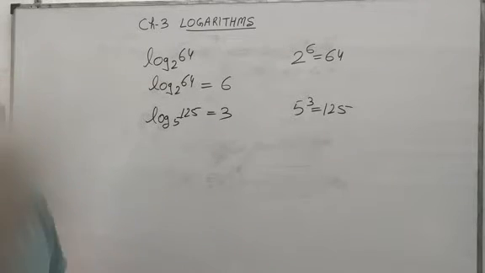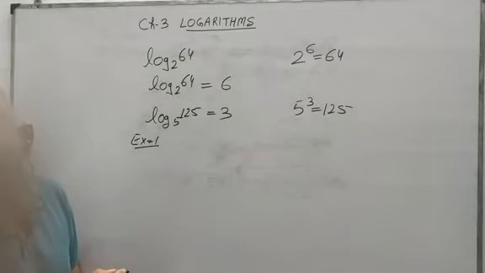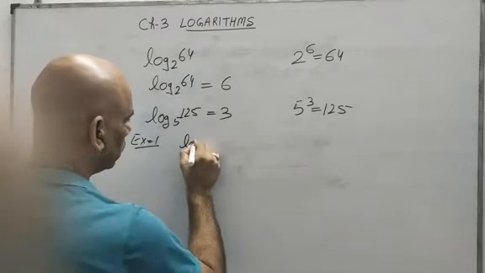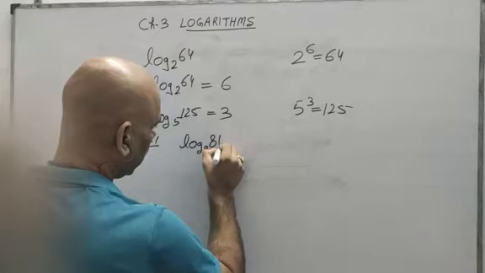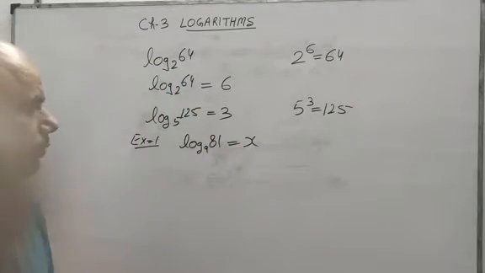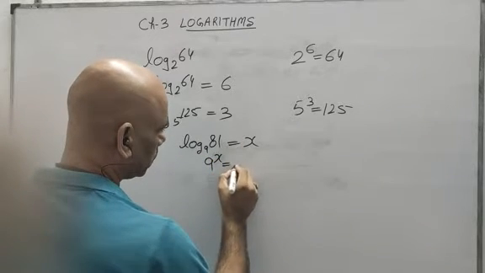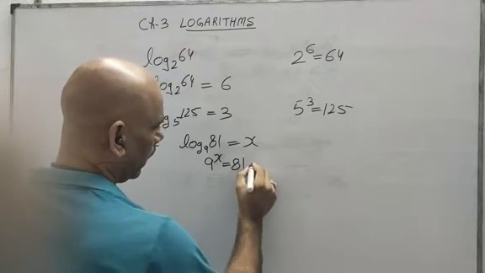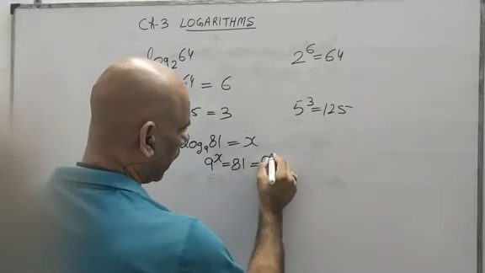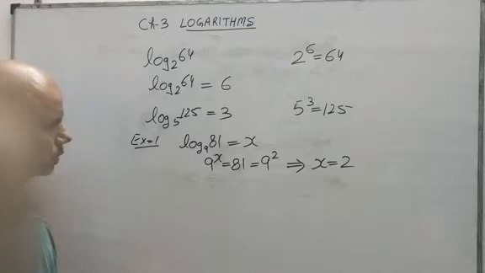What is the first question asking us? Example number 1, log 81 base 9 is equal to x. Then how will we solve it? 9 to the power x is equal to 81, and 81 can be written as 9 to the power 2, so we will say x is equal to 2.